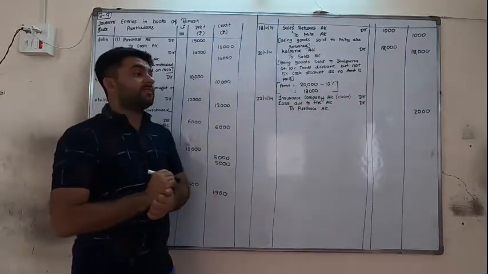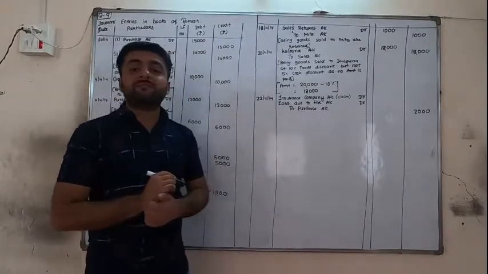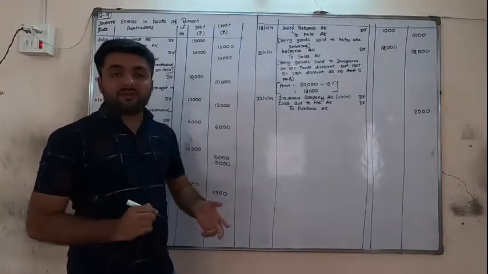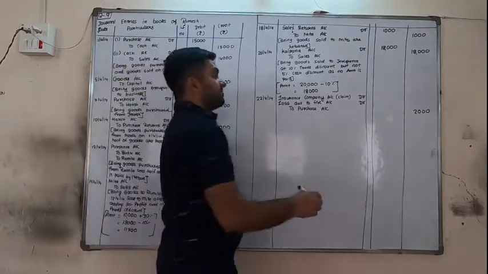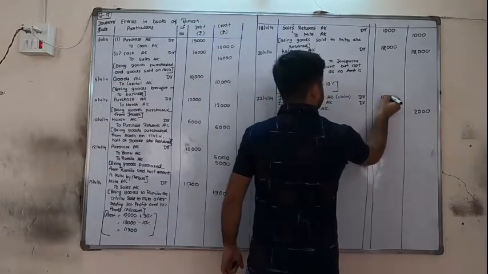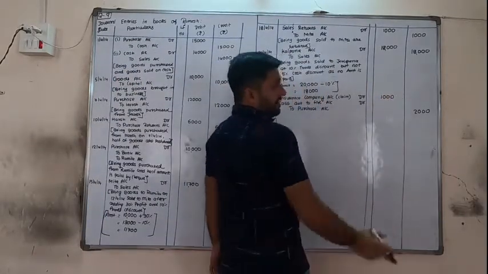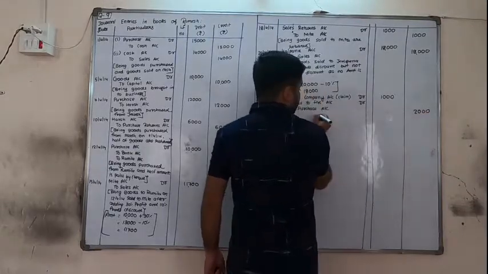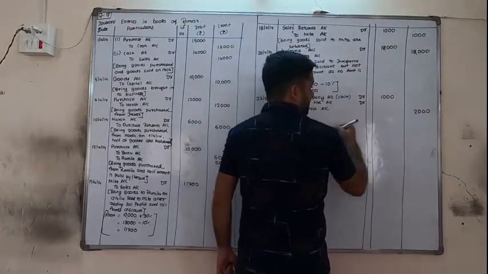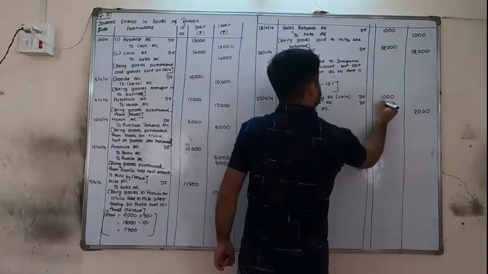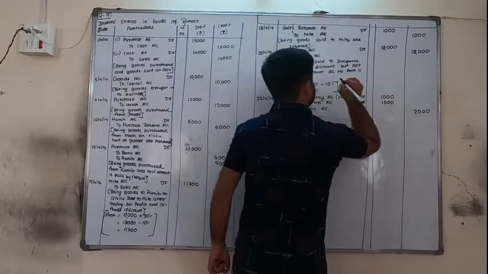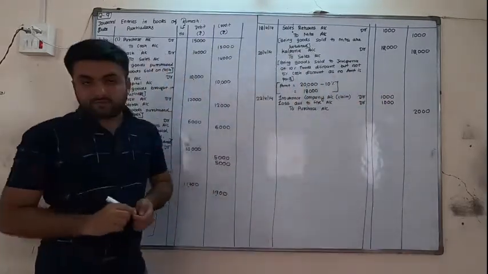Okay? Now in the question they are telling that insurance company admitted a claim. They are not giving now. Admitted means they will give in future. So they will give rupees 1000. Now as you know, debit should be equal to credit. On credit side we have 2000 for purchase of goods. Now from 2000, 1000 is given and 1000 is not given. So 1000 is our loss due to fire.